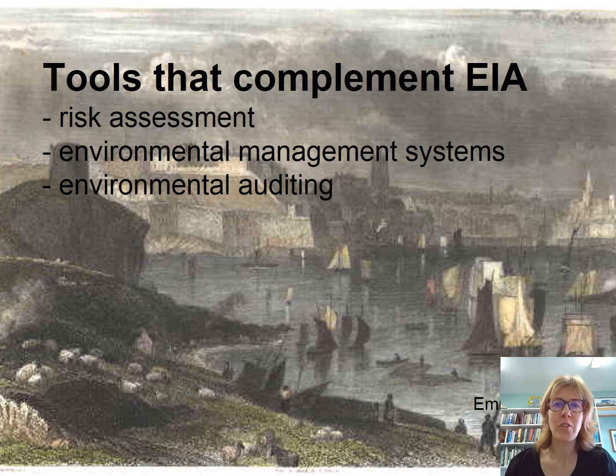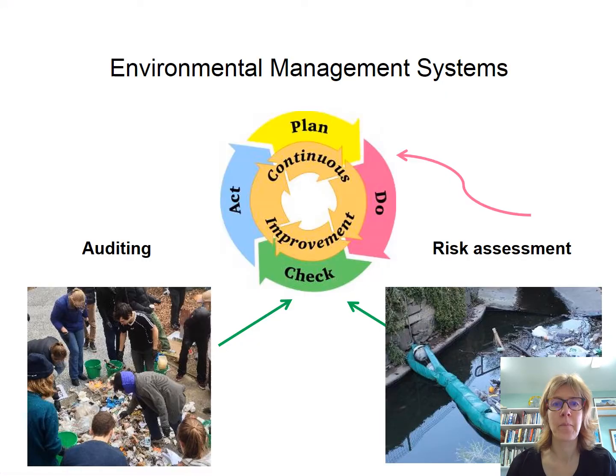Part of a set of resources that complement environmental impact assessment, we're going to talk about environmental management systems today. So this is a set of 3: environmental management systems, environmental auditing, environmental risk assessment. And environmental management systems can be seen as kind of the overarching organisation, if you like, and risk assessment and auditing should fit into an environmental management system.